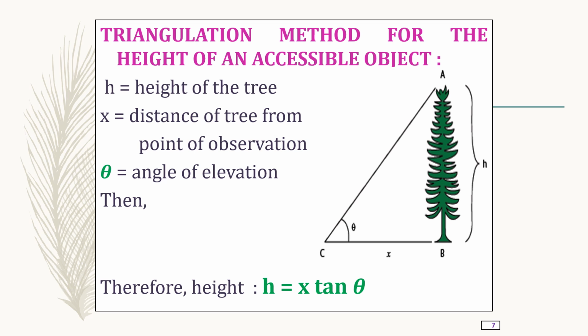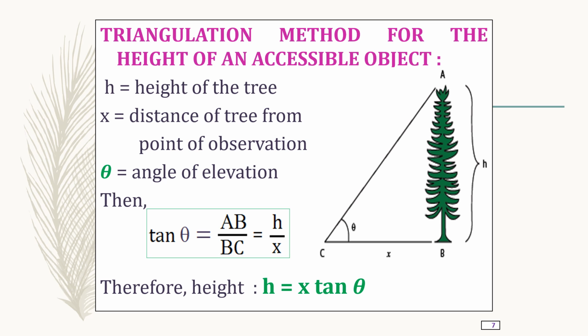From right angle triangle ABC, tan theta is equal to AB divided by BC, opposite by adjacent, which is equal to H by X. So when we take the X to the other side, we will get height H is equal to X tan theta. Knowing the distance X, height can be calculated. So next is parallax method.